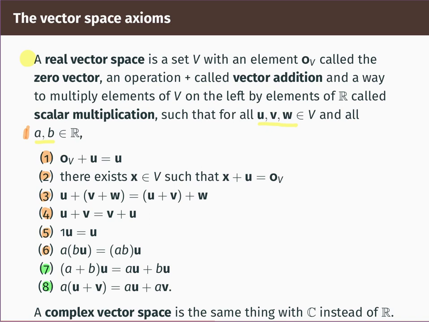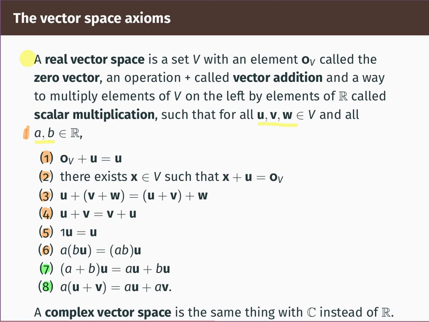So those are our vector space axioms. Any set with an addition, a multiplication, and a special element 0v obeying those 8 axioms is called a real vector space. We also have a definition of a complex vector space, which is precisely the same definition as before, except replacing the real numbers with the complex numbers.